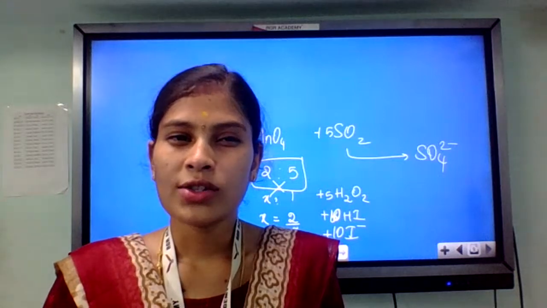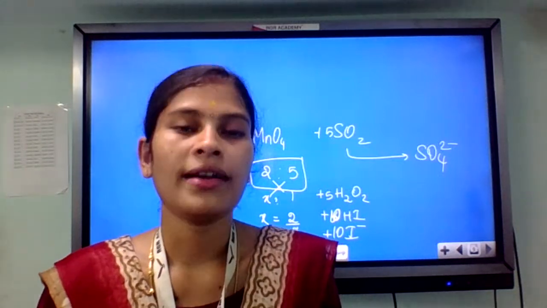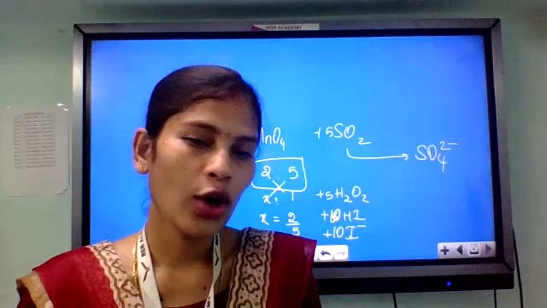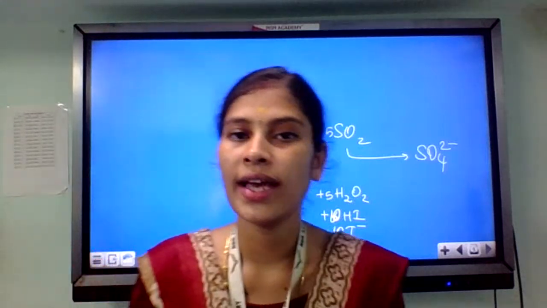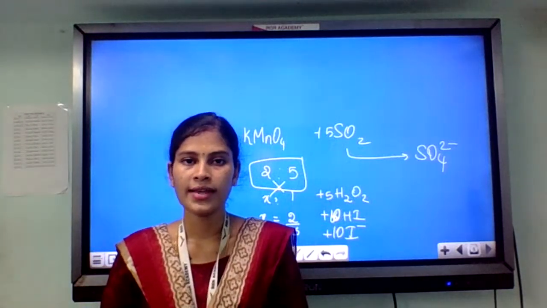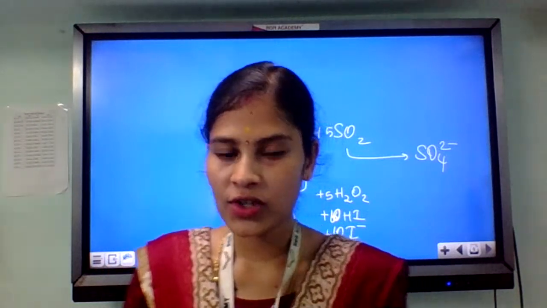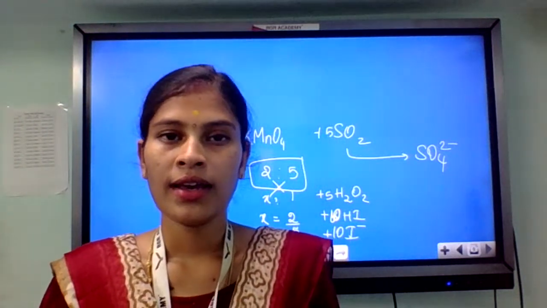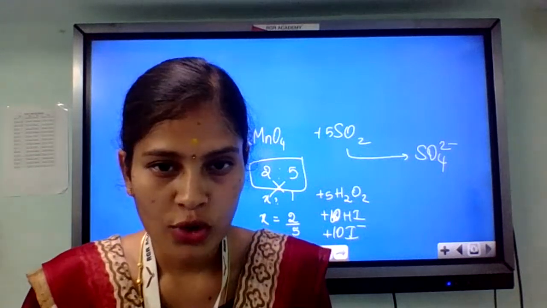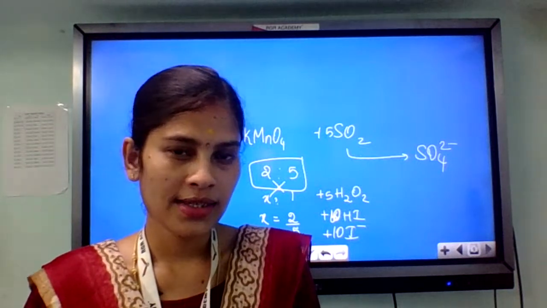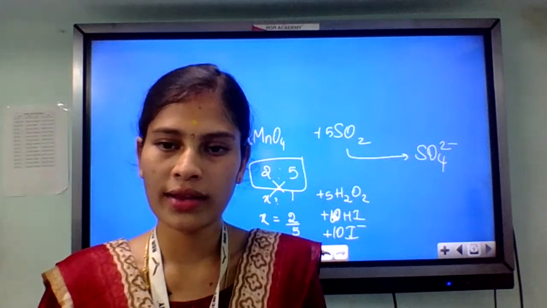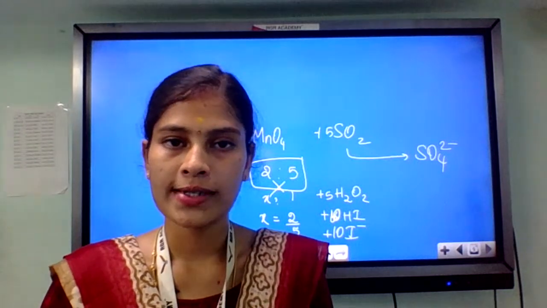So these cover the entire chapter, right? You should not neglect any part, you should cover the entire chapter. Yes? Okay. In coordination, isomers. What are the types of isomers? If any one complex is given, you should know what the possible isomers are.